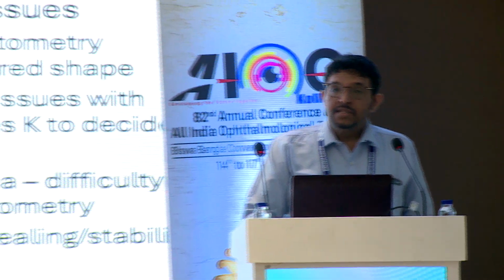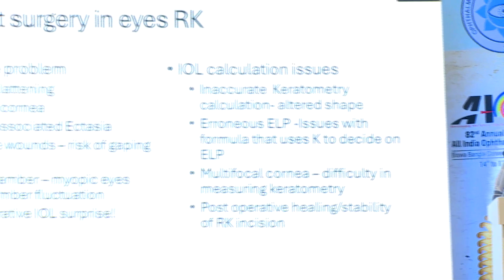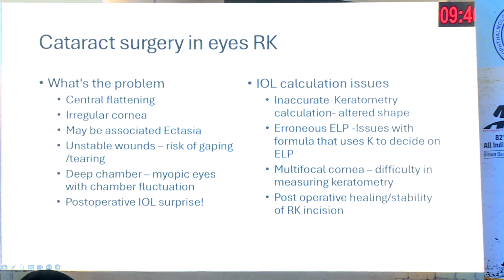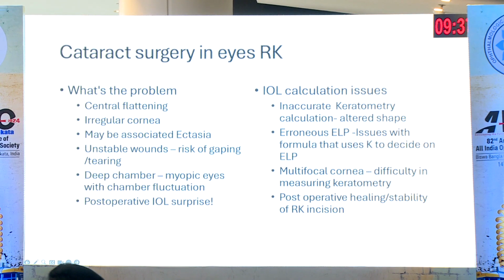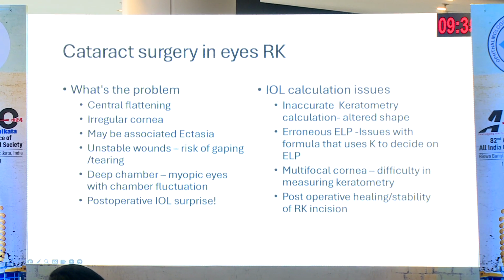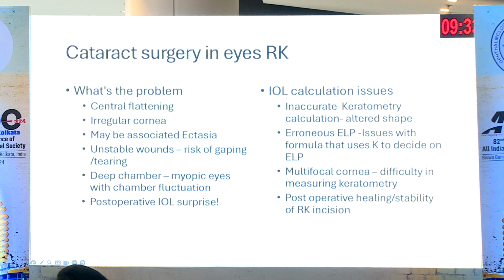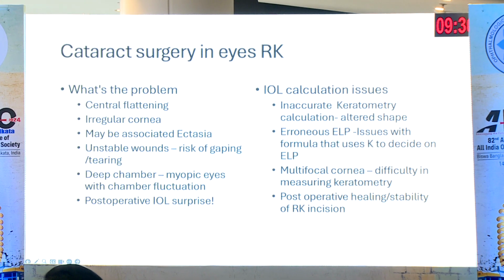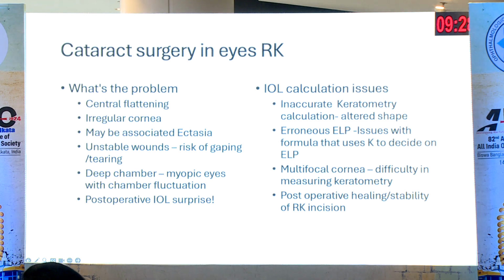I'll be speaking on cataract surgery in PK and RK and the challenges. No financial disclosures. So basically, when you're looking at RK eyes, Sagar did cover it. What's the problem? The problem is the significant central flattening that is there, and the irregularity that can be there. It could rarely be associated even with ectasias. You have an unstable wound which can gape as you make your incisions. You are dealing with a high myopic eye, so your chamber might actually be deep. Your scleral rigidity will be less, and with the issue with your IOL calculation, you might end up with a post-operative IOL surprise.